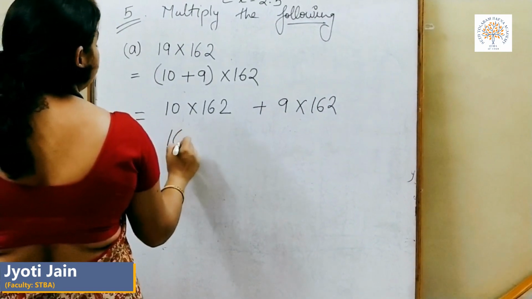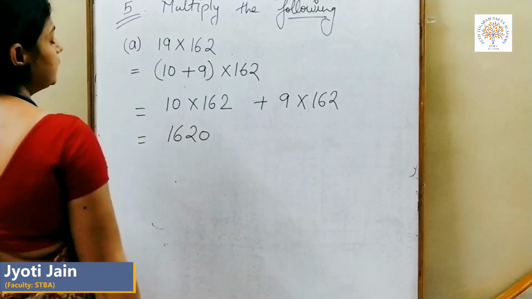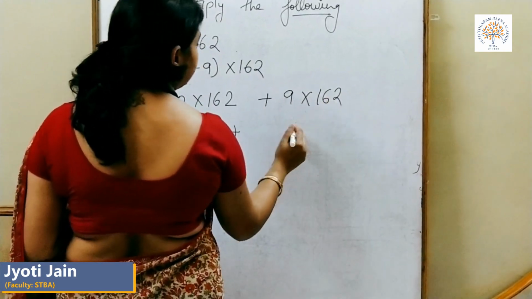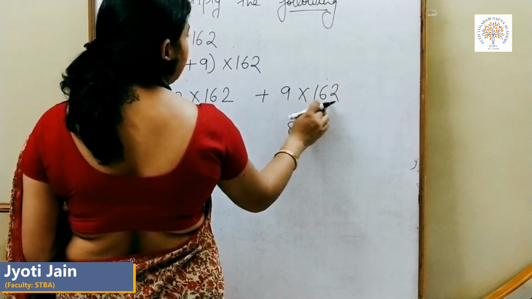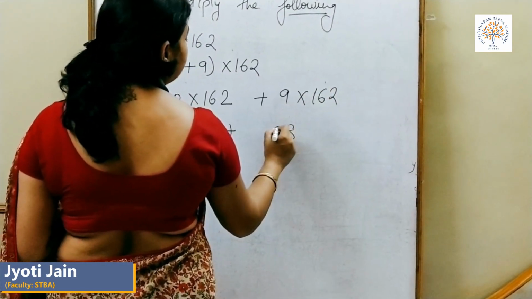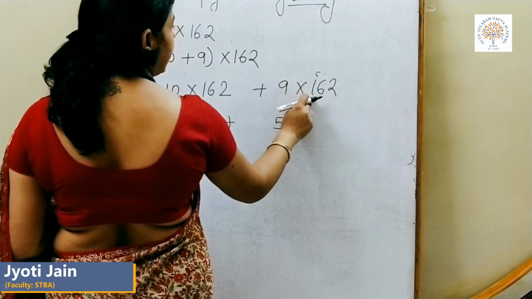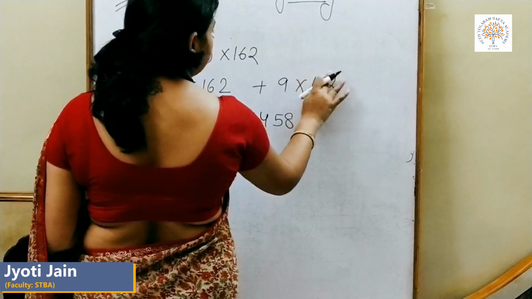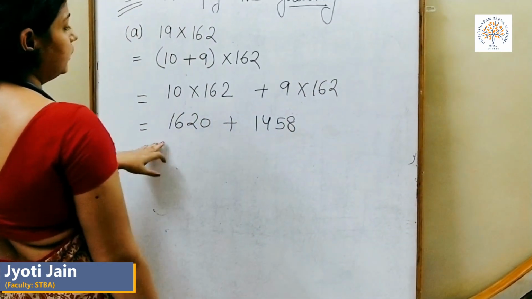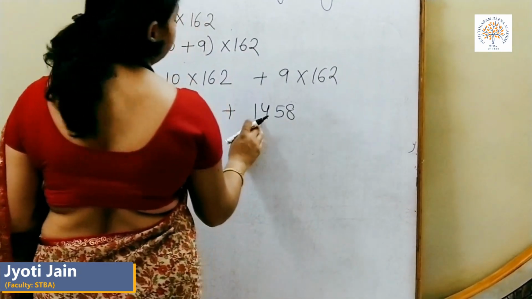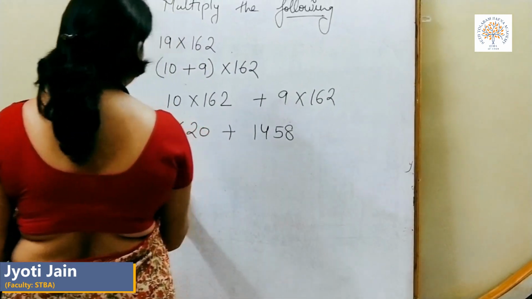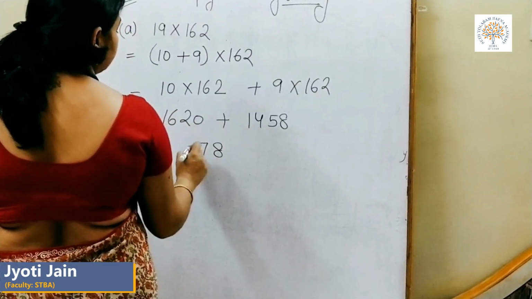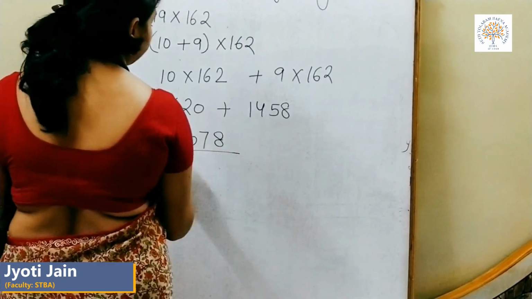So 10 multiplied by 162, we will get 1620 and 9 will be multiplied by 162. So 9 2s are 18, 9 6s are 54 plus 1 55, 9 1s are 9 plus 5 is 14. So we are getting 1458. Add them. So here is 8, 5 plus 2 is 7, 6 plus 4 is 10 and 3.